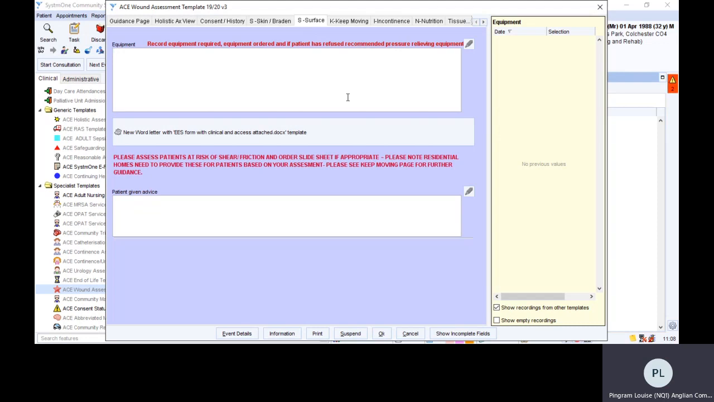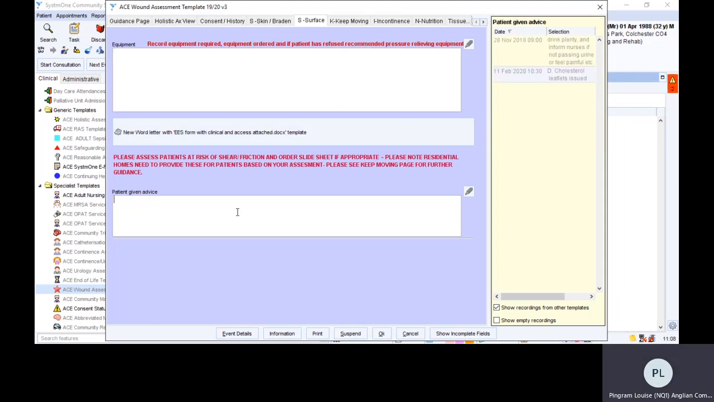So if the patient, going back to your capacity page, has capacity, they have the right to refuse equipment. However, we need to document that in our assessment, we feel they would have benefited from it from a risk assessment perspective. However, the patient has declined but fully understands the risks.